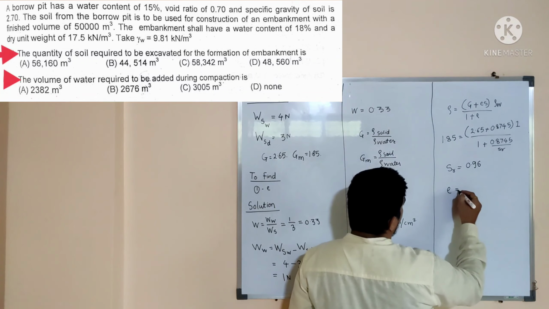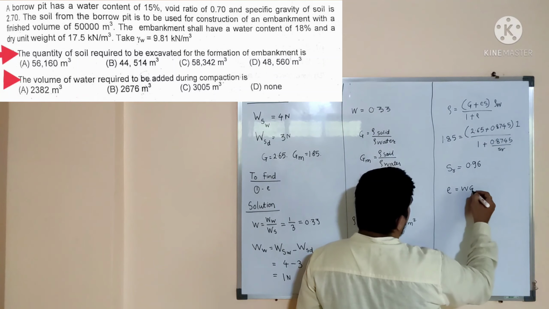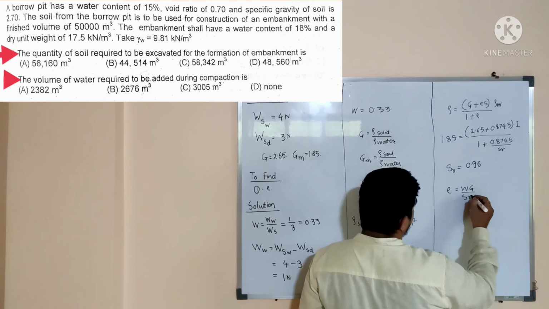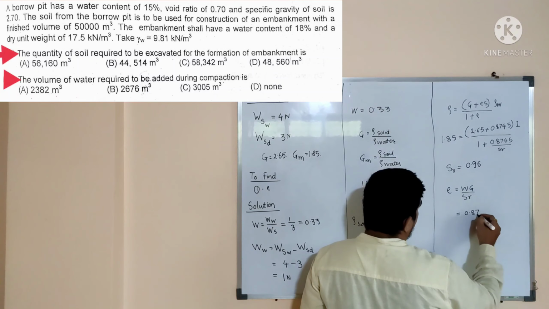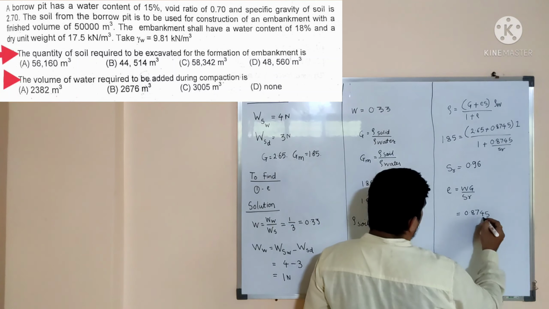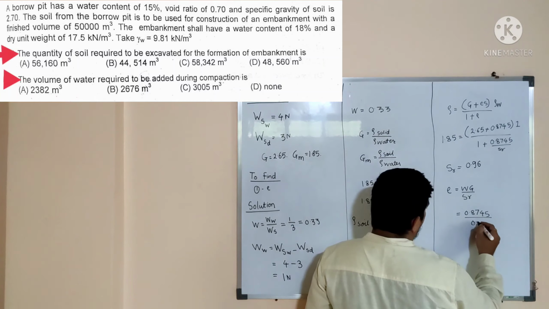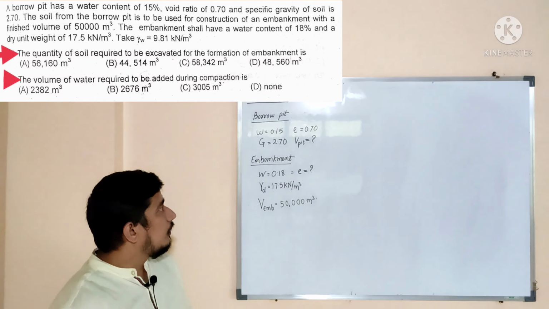e is equal to wG by Sr. Okay, so 0.8745 divided by 0.96.